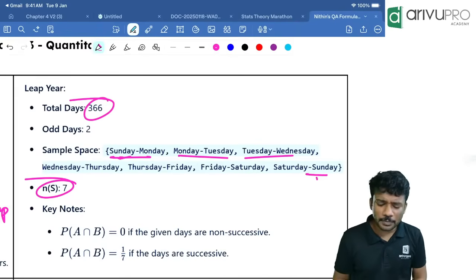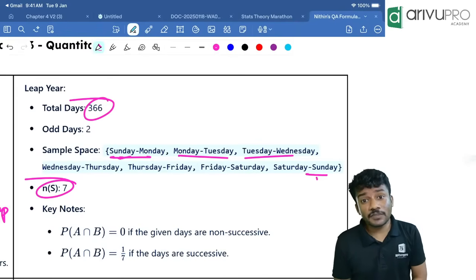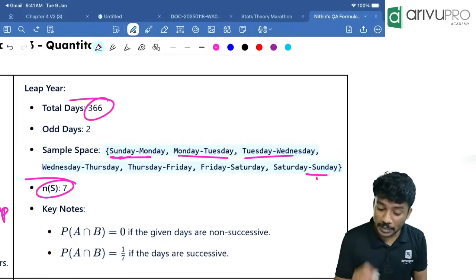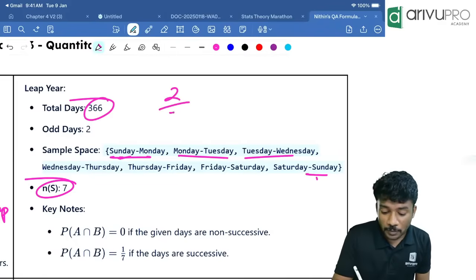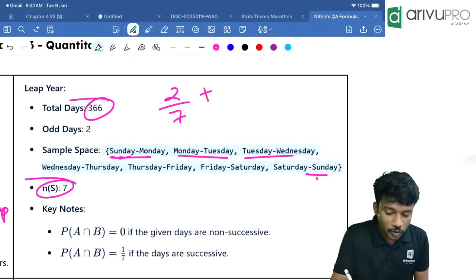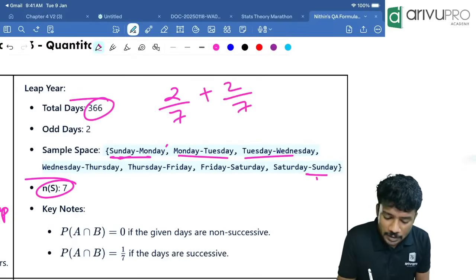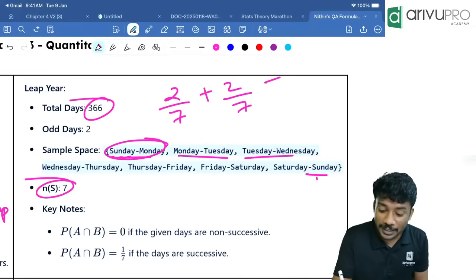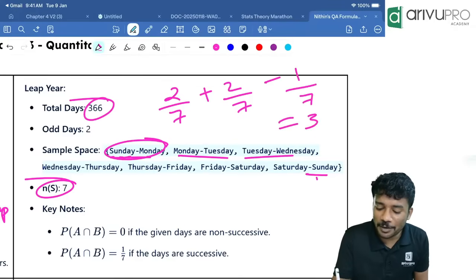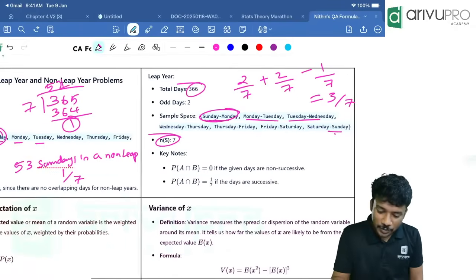Then another question can be there. What is the probability of getting 53 Sundays or 53 Mondays? So how will you write it? 2 by 7 is for Sunday plus 2 by 7 is for Monday. But Sunday-Monday is already counted twice, right? We need to reduce that by 1 by 7. Answer will be how much? 3 by 7. Next question.